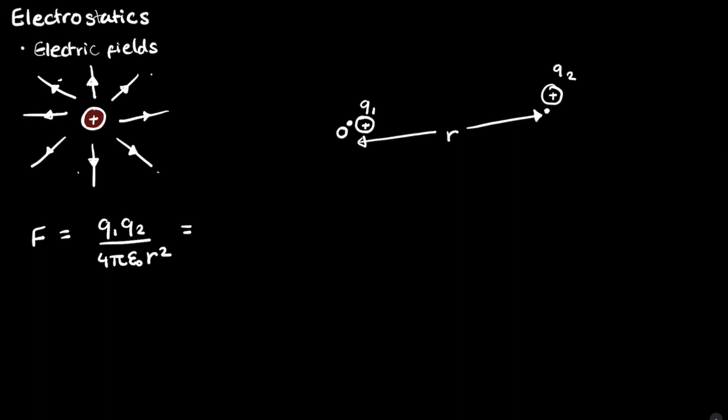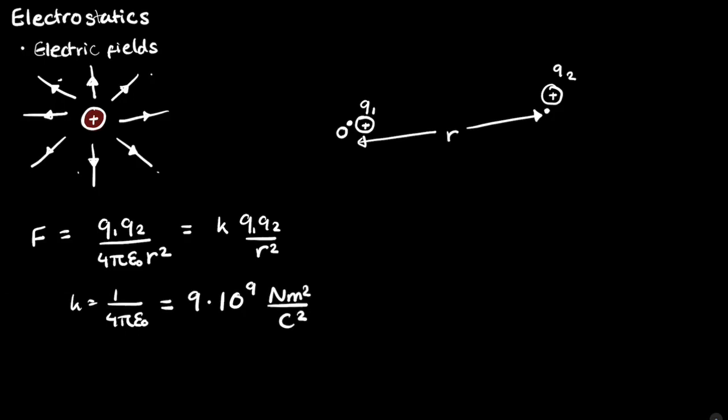Or you may have just seen it written simply as k q1 q2 over r squared. And you can pretty easily see what the k is. The k simply corresponds to 1 over 4 pi epsilon naught, which is actually just a constant. It's the constant you have to multiply by to get the force from the charges and the distance, and it has a numerical value of 9 times 10 to the 9 newton meter squared per coulomb squared, because of course the units have to balance.